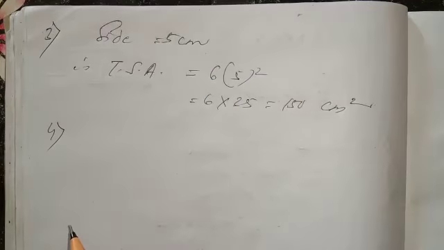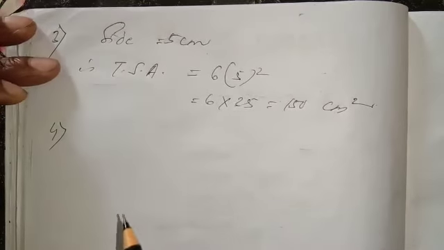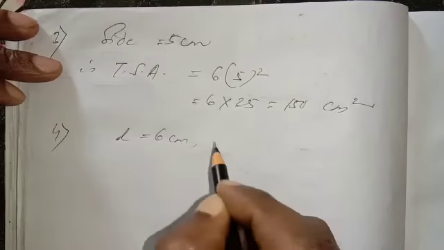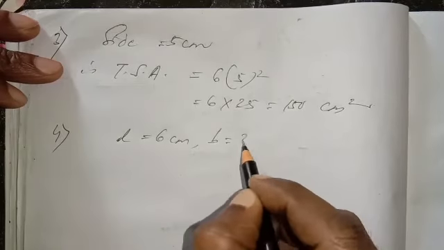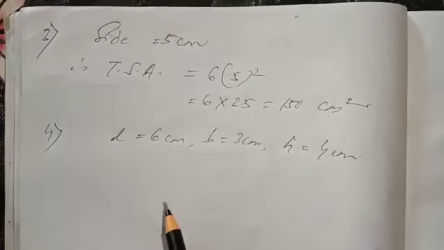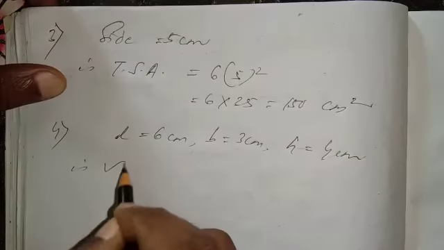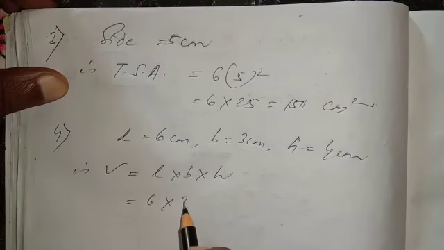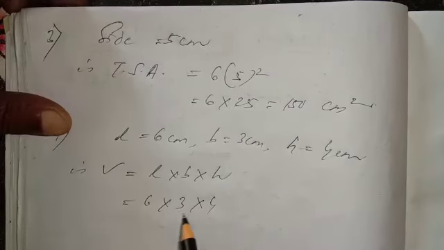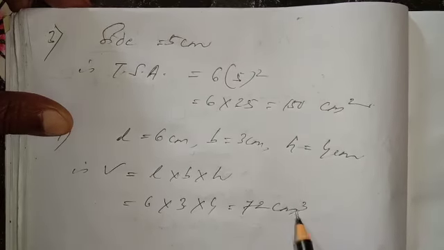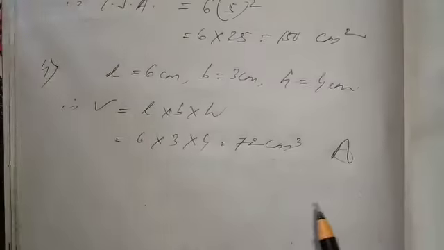Number 4. Question number 4, see the volume of a cuboid of dimension length, breadth, height is given. Length is 6 centimeter, breadth is 3 centimeter and height is 4 centimeter. You have to find the volume of the cuboid. Therefore, the volume of the cuboid formula is length into breadth into height. That means 6 into 3 into 4. 6 3s are 18, 18 4s are 72 centimeter cube. In this way, number 4 is also completed.